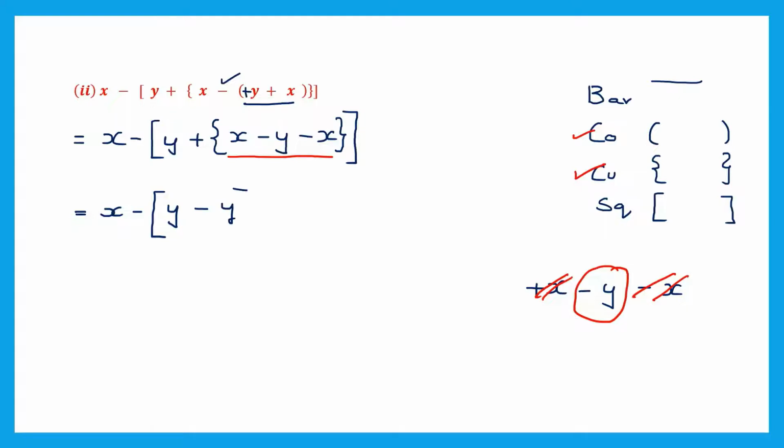So I've opened the curly bracket, so I put back only the square bracket. Now my next step, I write x as it is. Now I'm going to open my square bracket. So what is inside I need to work on. So here I have plus y. So plus y minus y is 0. So here what do I get? I get minus 0. So x minus 0 is simply x. So the answer to this question is x.